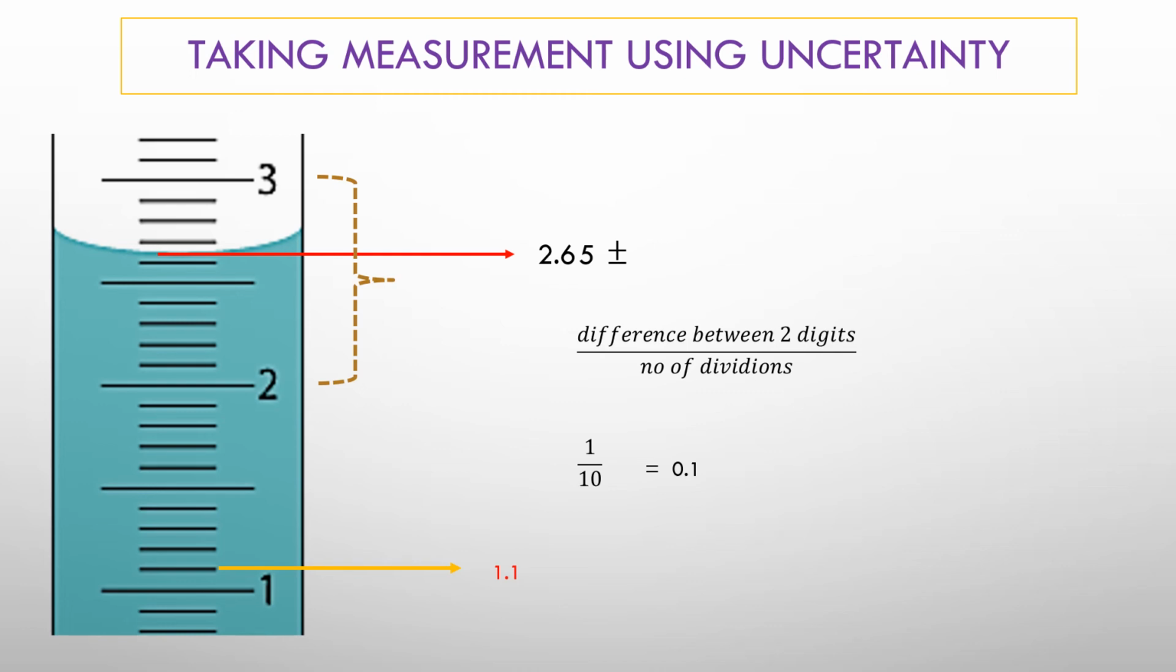So now we put the uncertainty. Since our measurement has 2 decimal places, our uncertainty will have 2 decimal places as well. And that uncertainty will be 0.01 ml.